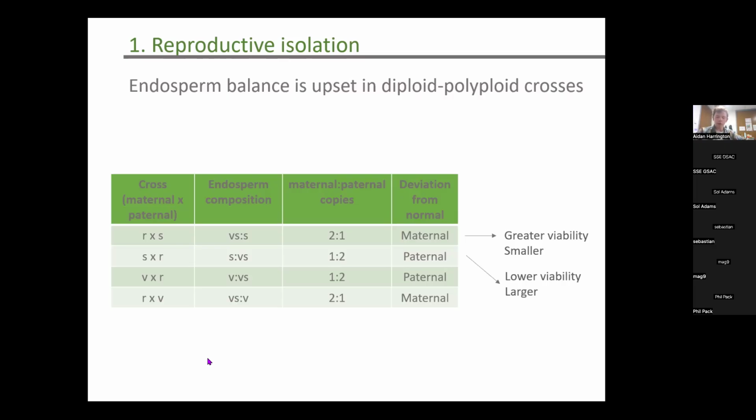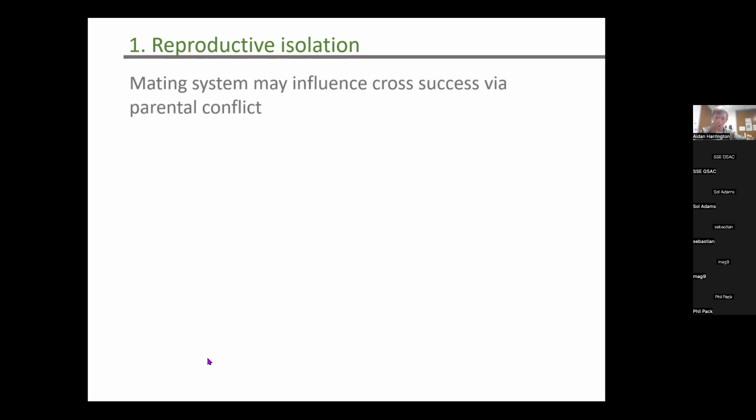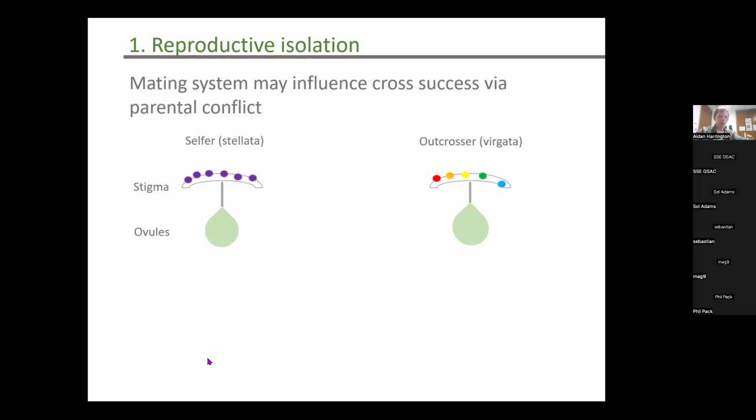Now we're going to add one more layer to this scheme, called parental conflict. The idea here is that the mating system of the species in question can actually influence cross success via parental conflict. So what is parental conflict? If you consider two species that differ in mating system, here we have a selfer called Stellata and an outcrosser called Virgata.